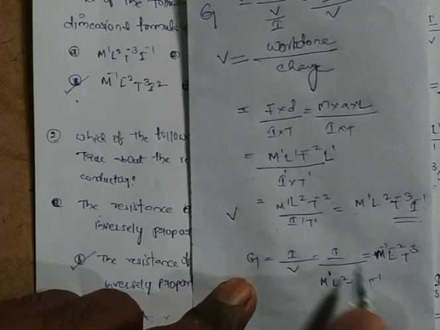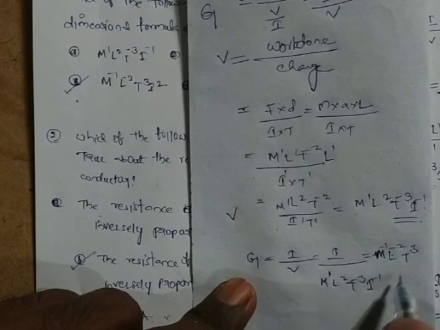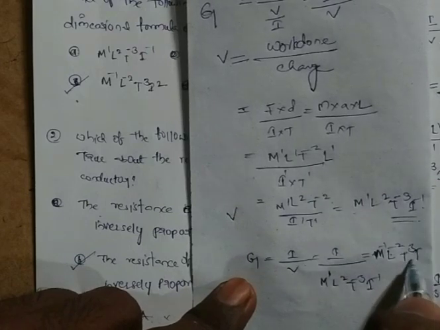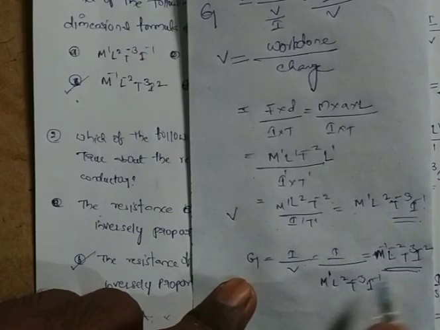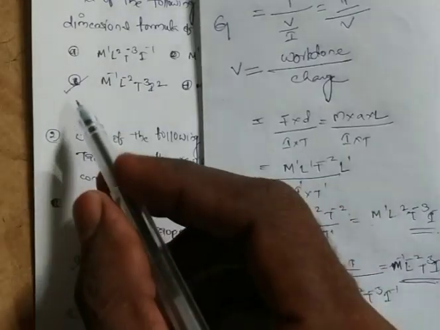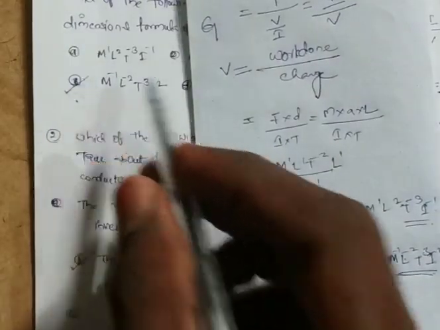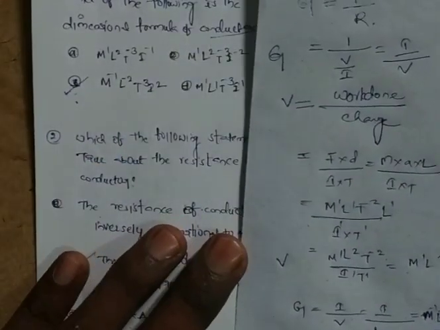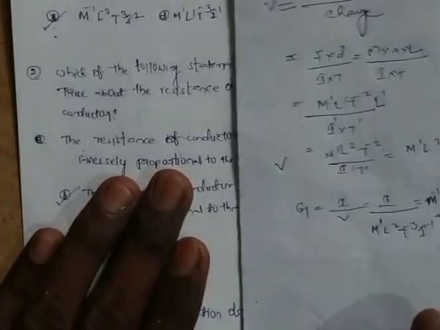Here I is already there, and taking the inverse it goes up, so I square. So the dimensional formula of G is M minus 1 L minus 2 T3 I2. So our option 3 is correct. Move on to the next question.